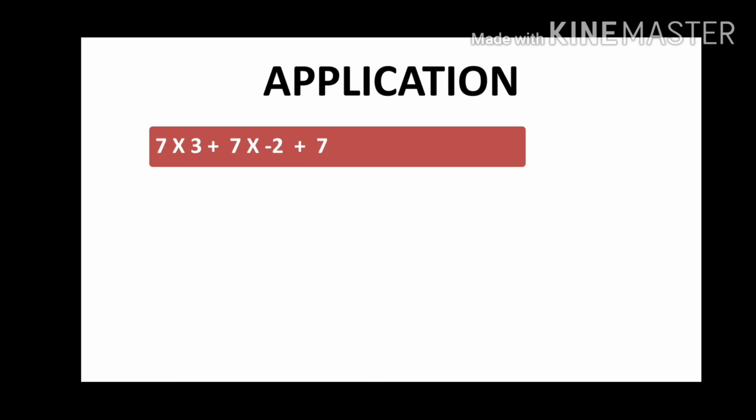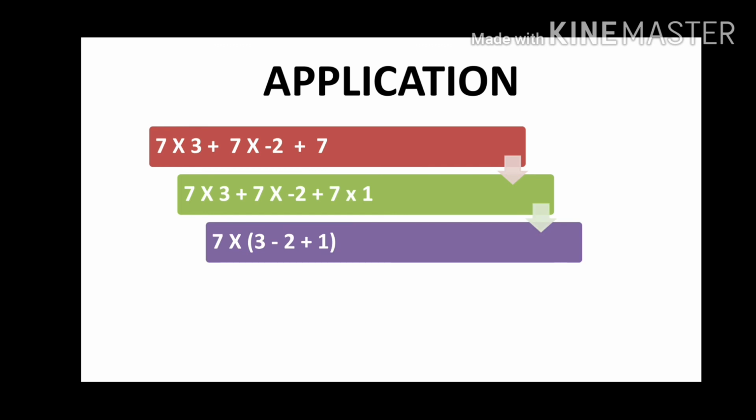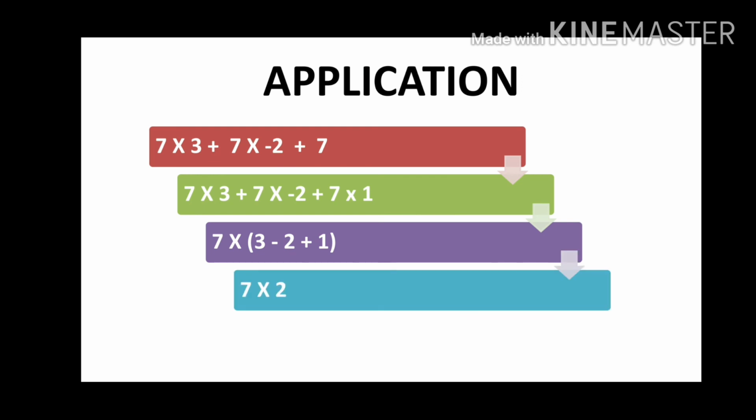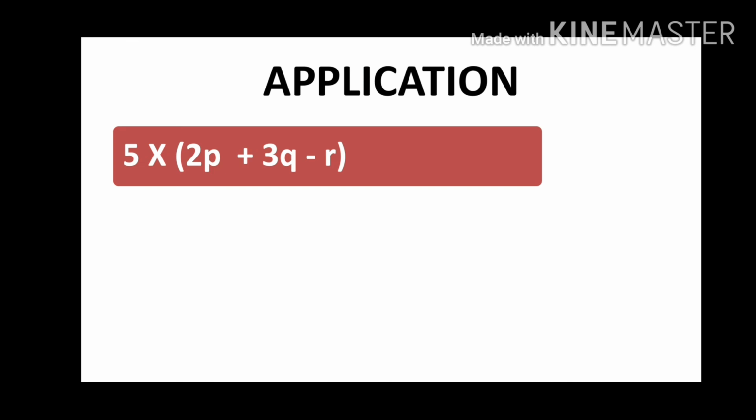Again, here we can see 7 is multiplied by 3, 7 is multiplied by minus 2, and only 7 we have. So this can be written as 7 multiplied by 1. So here the same thing, 7 is multiplied with all. So 7 is multiplied with 3 and also with minus 2 and also with 1. So all the 3, minus 2 and 1 are kept inside the brackets again. So we are keeping them. So 7, 3 minus 2 is 1, 1 plus 1 is 2. So 7 multiplied by 2. So that becomes 14.